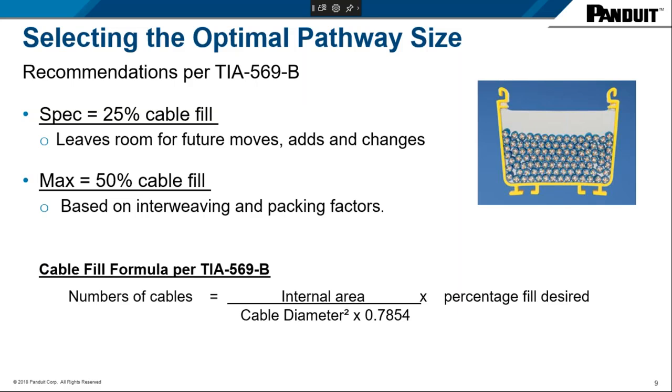And here at the bottom, you're going to find a formula where you can calculate the number of cables that would be allowed in your pathway. So again, just highlighting that it's important to consider the size of the pathway that's needed, and to recommend just a 25% cable fill. It's best to have that room for the future.